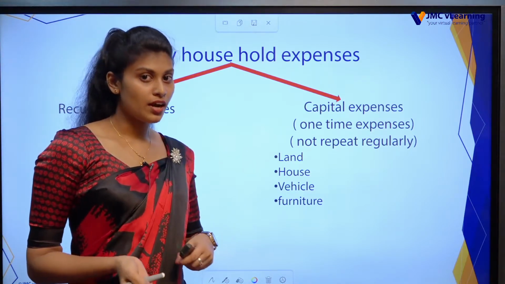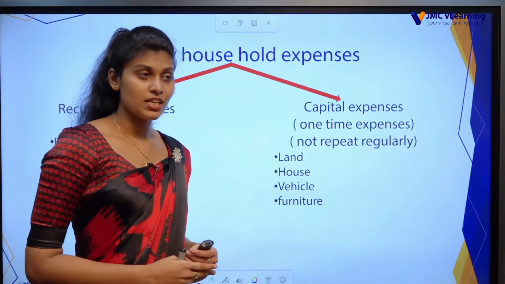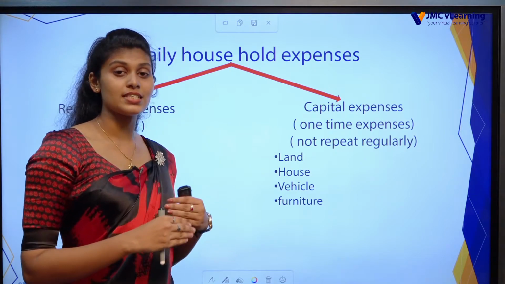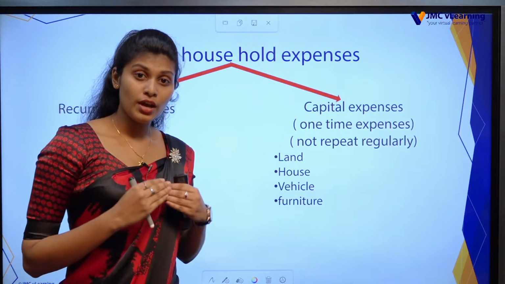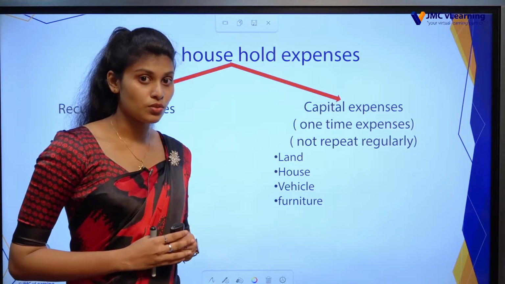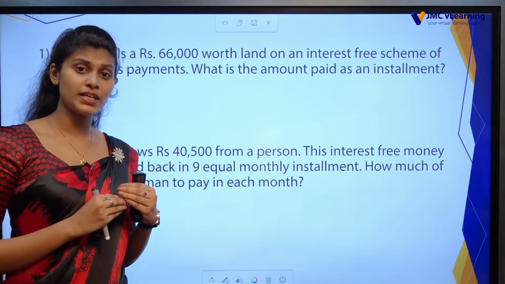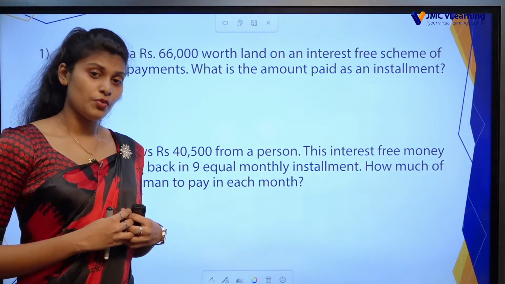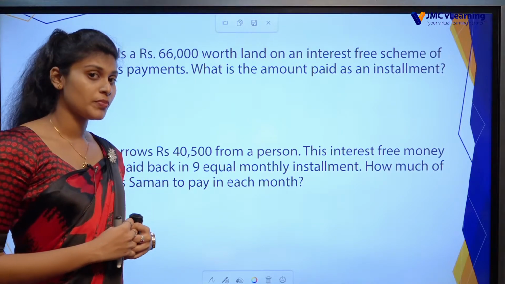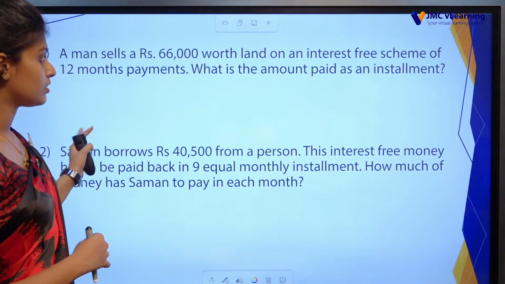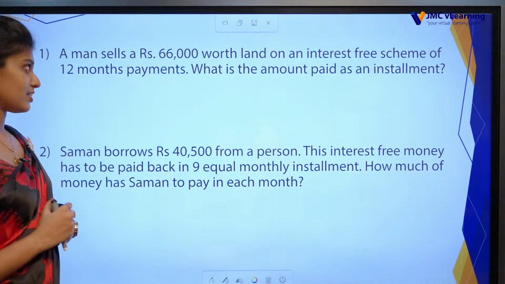And at once you can't pay that money to the financial institution or to your working place. So you have to pay it as a monthly installment. When you pay it as a monthly installment, you have to give the interest also. Then what is the interest? Some companies are not taking the interest. Without taking the interest also, you can pay that money. Then we'll see some sums without the interest.